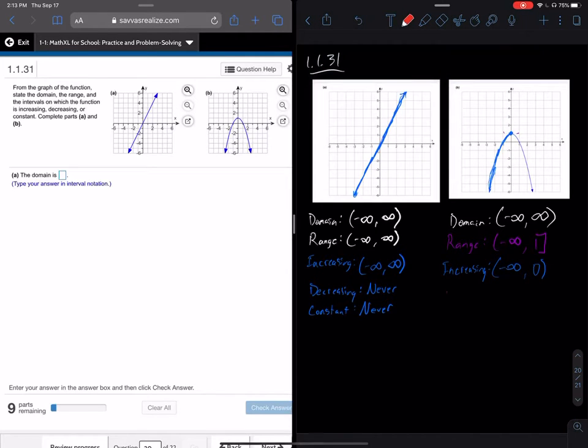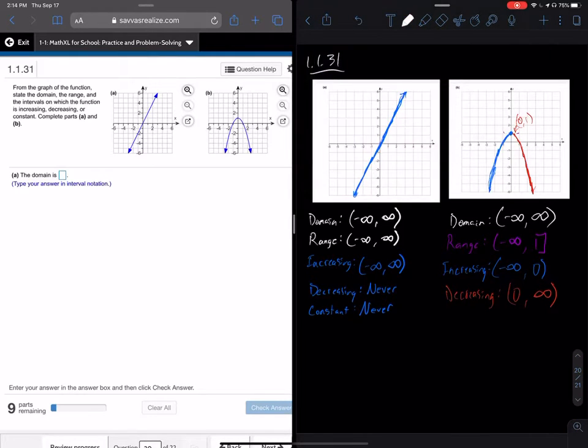Now, decreasing. Well, if the graph increases to 0 at the point 0, 1, that means it's got to change, right? So if it's changing direction and it's now going down, that means it is decreasing. It is decreasing from the point 0. Again, we're looking at x values. So this coordinate point is 0, 1. We care about the 0. And it's going to decrease forever. It's going to go down to infinity, or positive infinity.